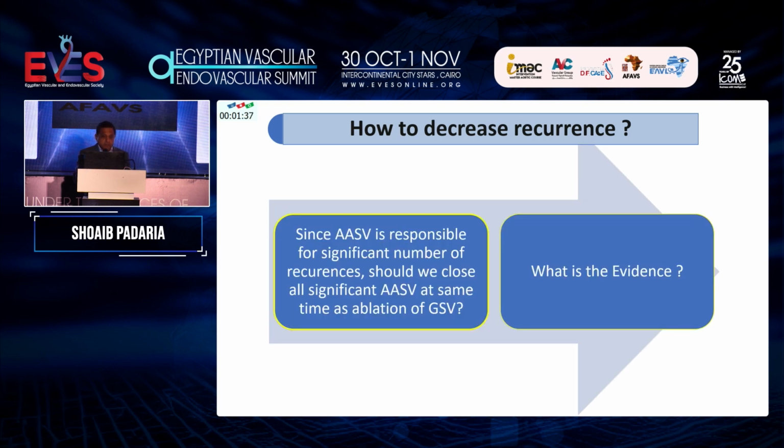How to decrease the recurrence? Since ASV, we now know, is responsible for a significant number of recurrences, should we close all significant ASV at the same time as ablation of the GSV? Here, the topic given to me was 3 millimeters and larger. In my practice, if I see an ASV during GSV ablation, irrespective of the size, I will close it.